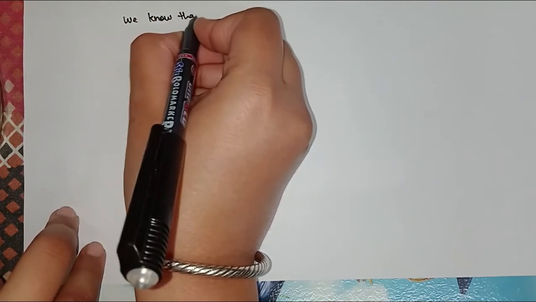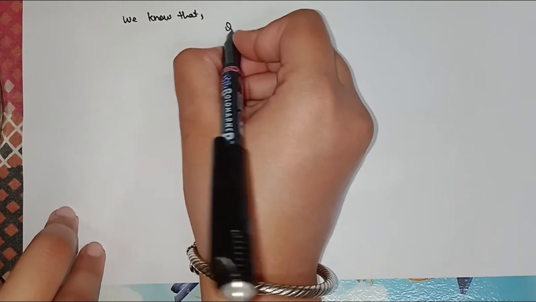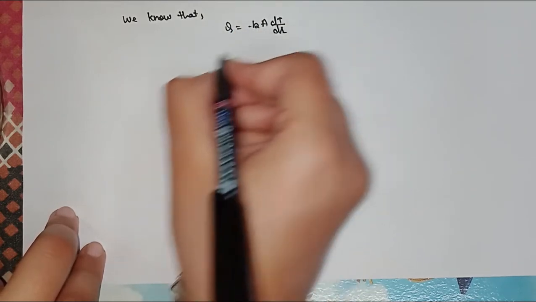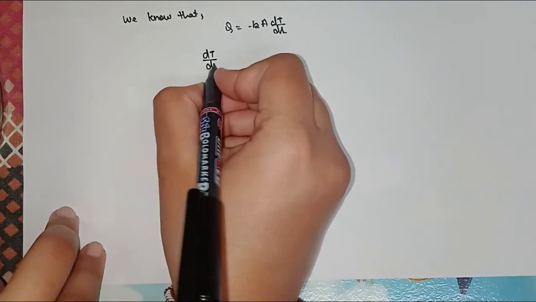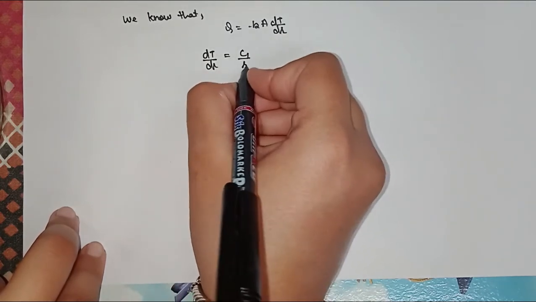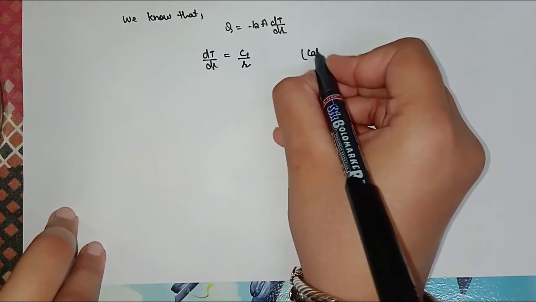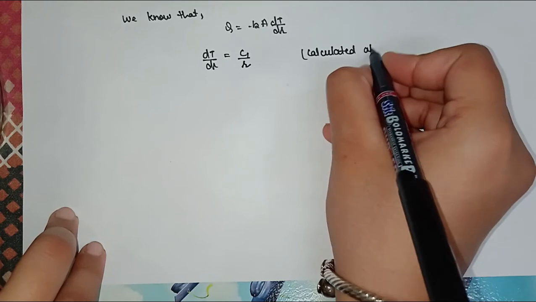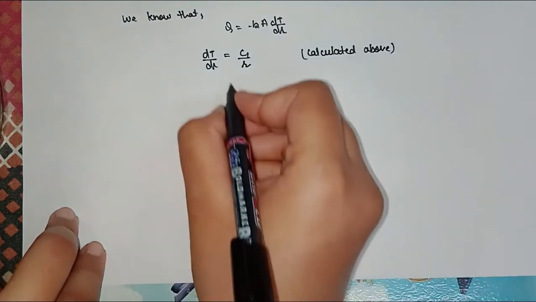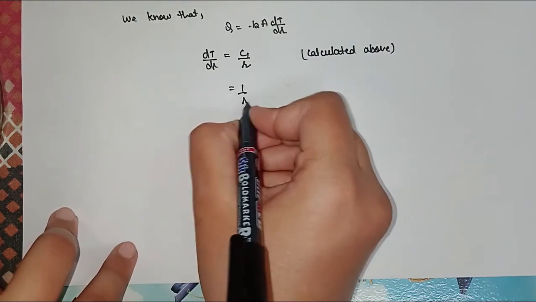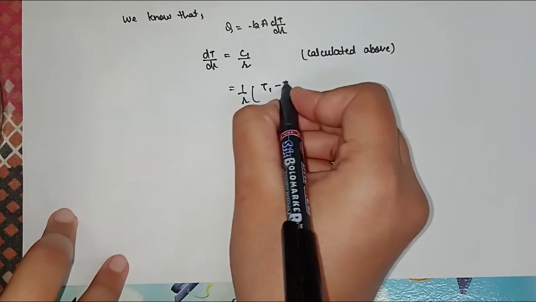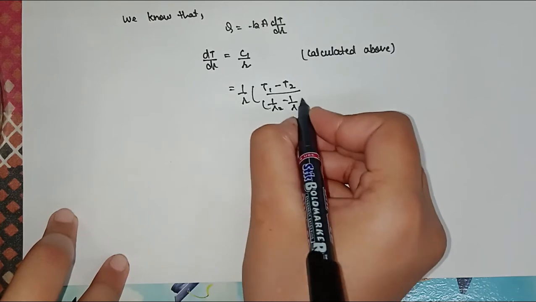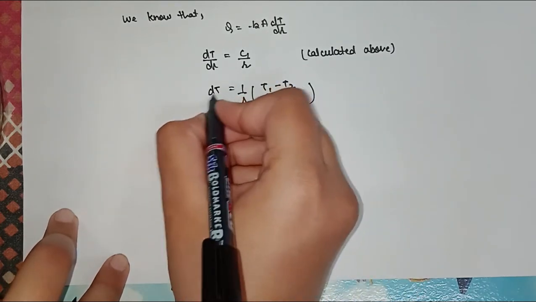Now calculating the heat conduction equation, we will use Fourier's law, which states that Q equals minus KA dT/dr. dT/dr equals C1/r, which we have calculated above. Now substituting the value of C1, we will get dT/dr equals 1/r multiplied by (T1 minus T2) divided by (1/R2 minus 1/R1).